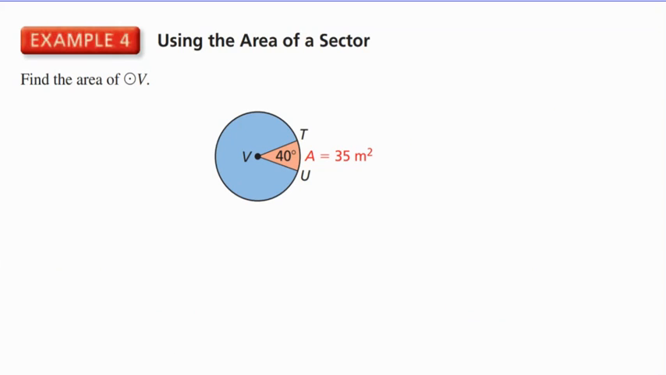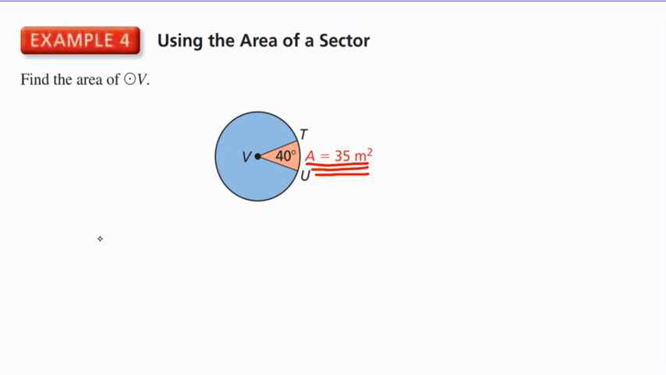All right. Now, let's jump to this one. We want to find the area of this sector. Find the area of circle V. So we are given that the area of the sector is 35 square miles. That's just the part of it, like we were given part of the population density is just part of the population. We want to use that part to find the area of the whole entire thing.